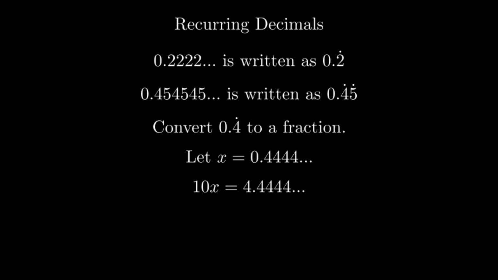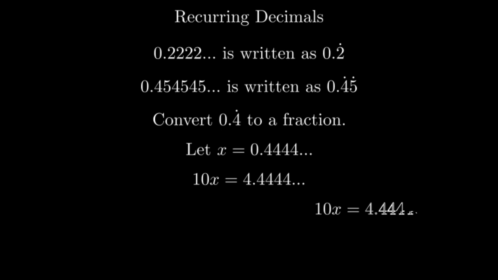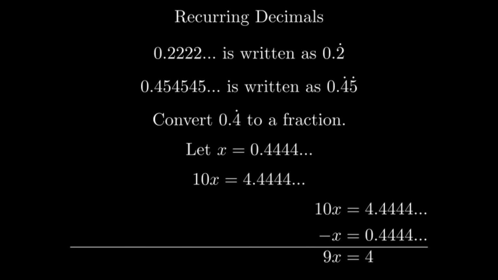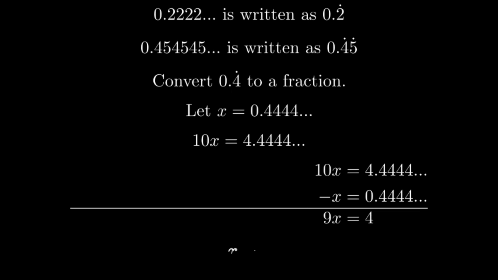Now we have two equations, and the parts after the decimal point are identical. This means we can subtract one equation from the other to eliminate the recurring tail. We subtract x from 10x. On the right side, 4.444 minus 0.444 leaves us with exactly 4. On the left side, 10x minus x is 9x. So we get the simple equation 9x equals 4. To solve for x, we just divide by 9. So x equals 4/9. We've proven that 0.4 recurring is exactly equal to the fraction 4 over 9.